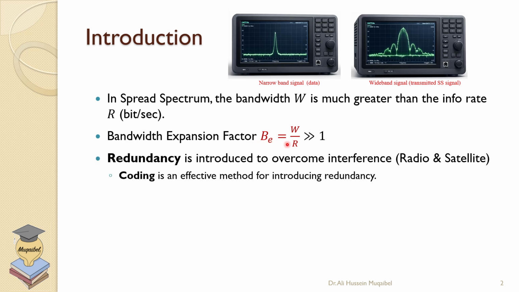But how do we increase the bandwidth? By redundancy. Redundancy is introduced to overcome the interference. So we are going to add extra data, redundant data, or redundant information. And that's done in radio and satellite communication.